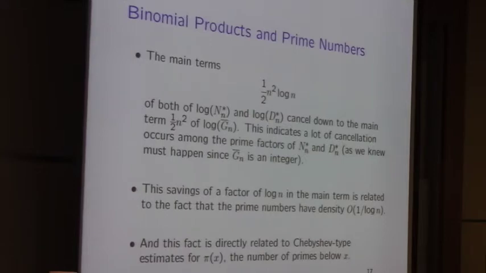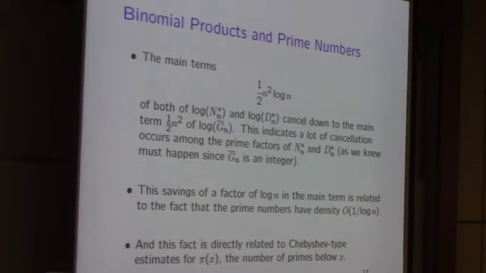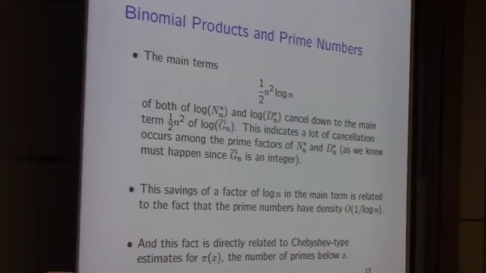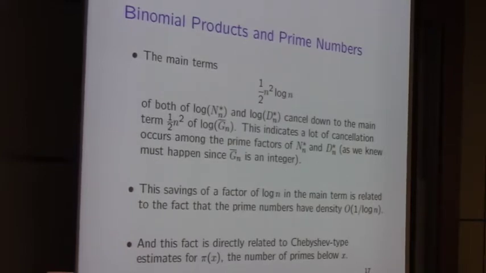Let's go to the relation between binomial products and prime numbers. As I said, the main terms of the 1/2 n squared log n in both the numerator and denominator cancel down to the main term 1/2 n squared in the log of the unreduced Farey product. This is a lot of cancellation, and we knew it had to happen because 1 over gn is an integer, because gn bar is an integer.